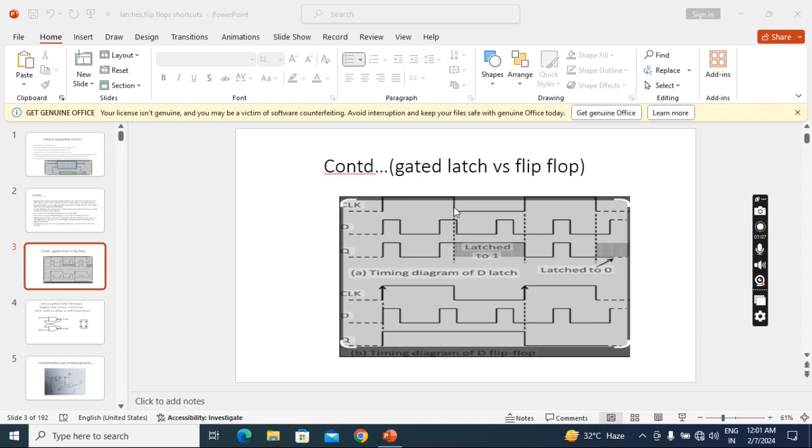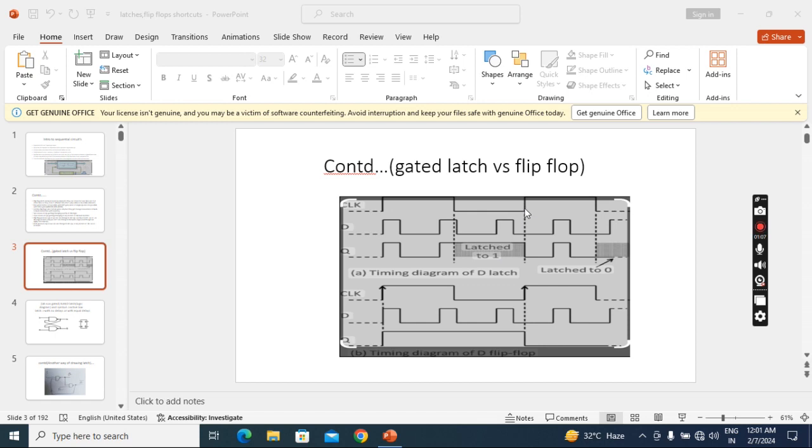And here the positive level duration is ending, and here the data input is high. This same high will continue for this negative level also. See, here it ended with high, and that same high continues, so it is holding, latching logic 1.